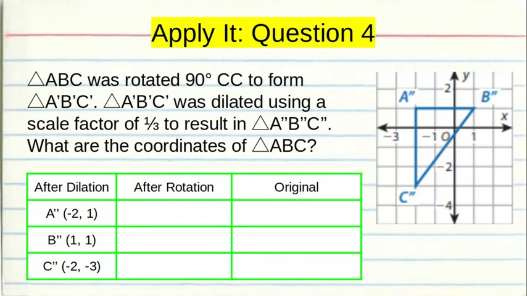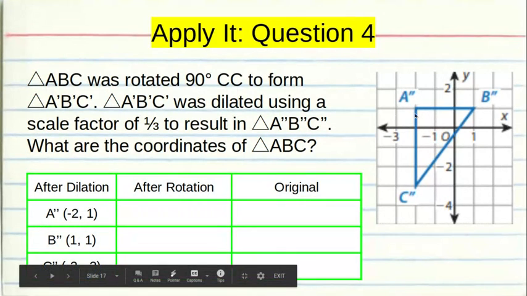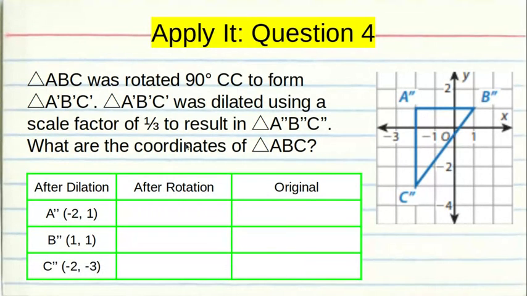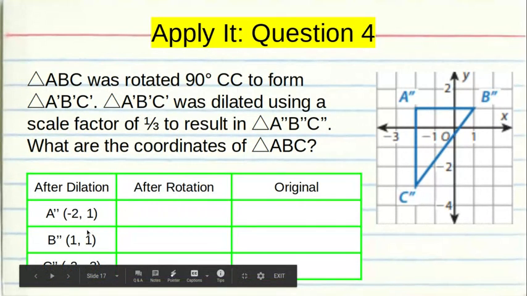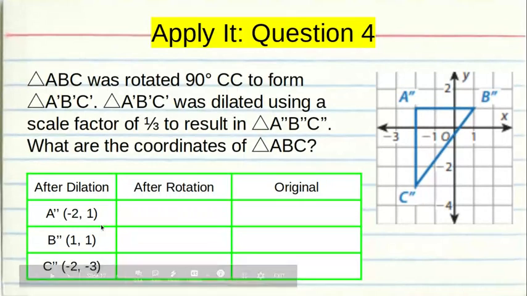So the first thing we want to do, these are our final points here. So we see that A double prime is at negative 2, 1. So we want to do the reverse order to find our original and do the opposites. So the reverse order, that means we're now going to start with a dilation, but instead of doing a dilation of 1 over 3, we're going to flip that so it's 3 over 1.